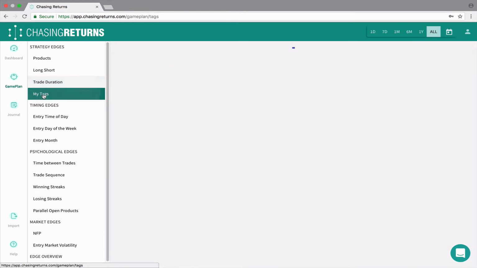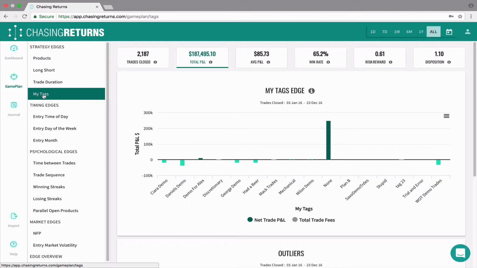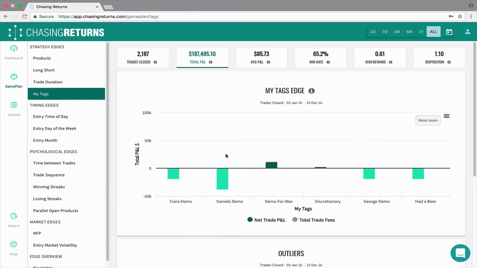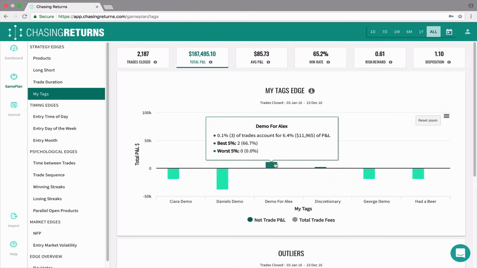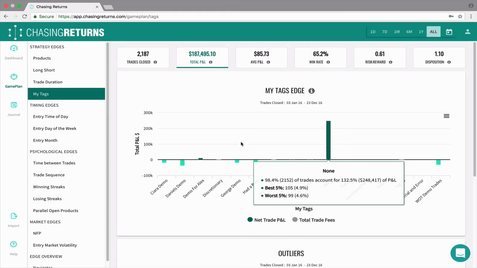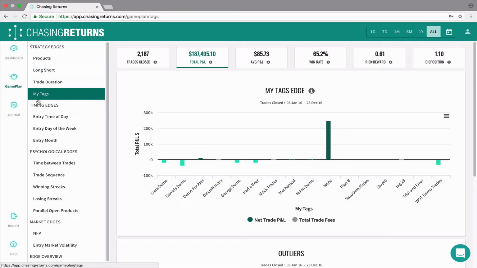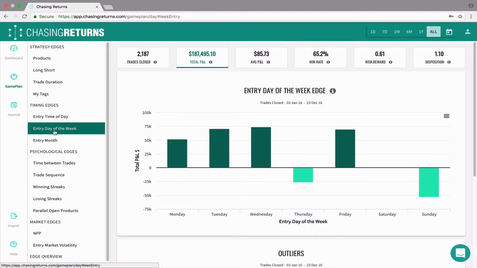Okay, my tags, which I made a little bit of reference to on our call, Matthew, is a way for you to tag your own trades and see, so here's various demos that we've done, to see if there's something about your own accountability that's helping you understand where you can be profitable. Okay, now I'm going to scan the others really quickly and get into the psychology. So I'm going to show you the day of the week, right?